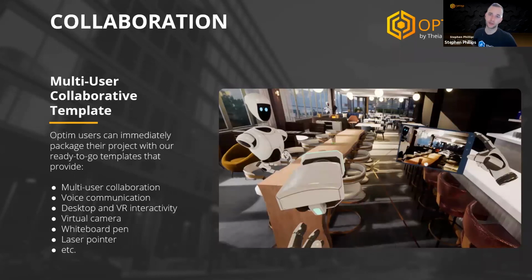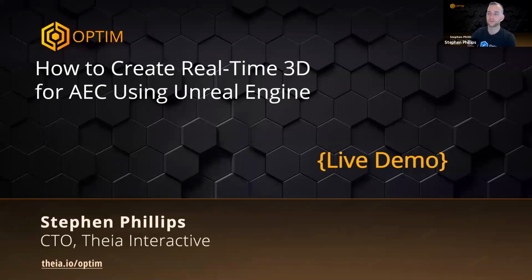And finally, there's the collaboration aspect, where with the Optim plugin installed, you can basically in 10 minutes or less set up a multi-user VR session that lets you and your partners jump into your scene and explore it with a variety of design review tools like a VR camera, a whiteboard pen, a laser pointer, and things like that. It also comes with voice communication, so you could be talking to someone from across the world inside your VR scene, and it's no extra cost for that. It's really easy to set up.